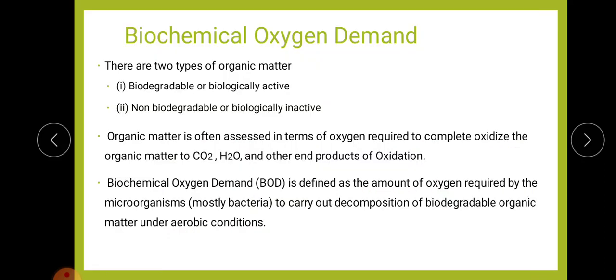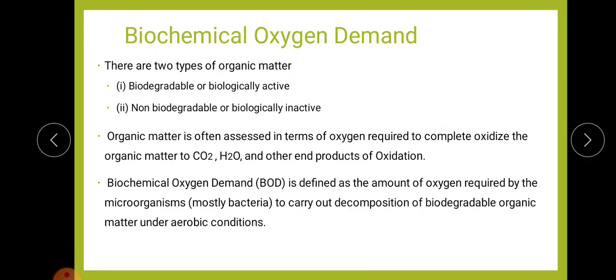The next important chemical parameter is BOD, or biochemical oxygen demand. This is very important. There are two types of organic matter. The first one is biodegradable or biologically active. The next is non-biodegradable or biologically inactive. Organic matter is often assessed in terms of the oxygen required to completely oxidize the organic matter into carbon dioxide, water, and other end products of oxidation.